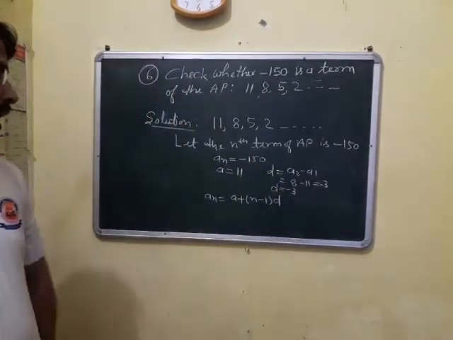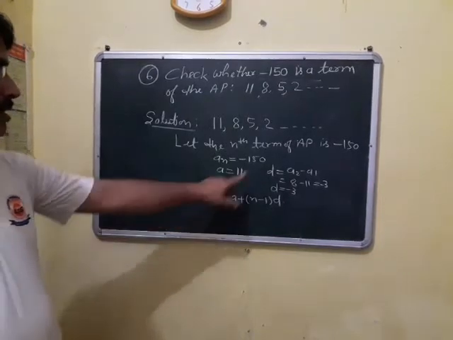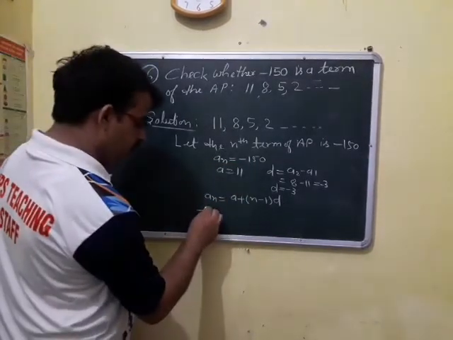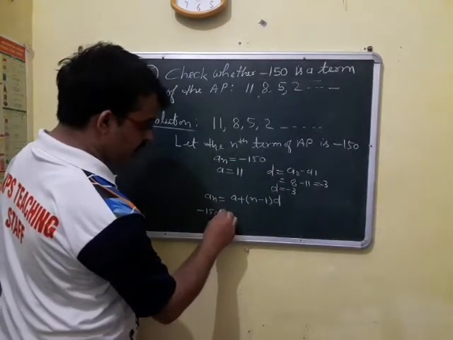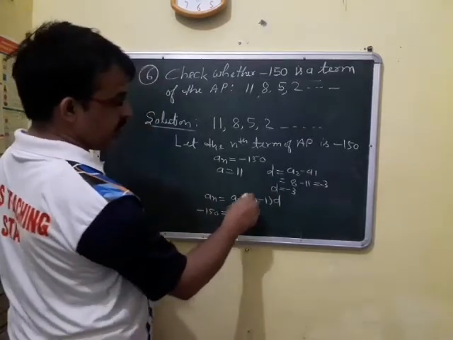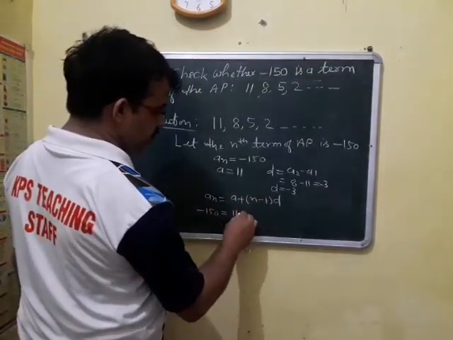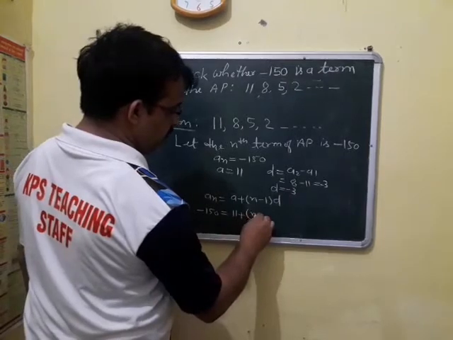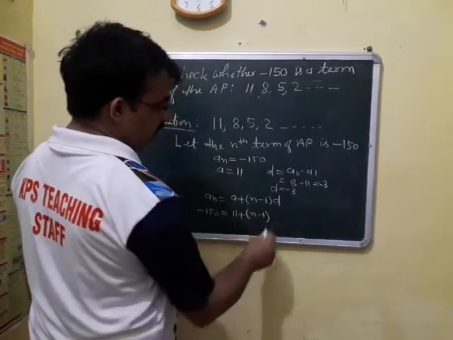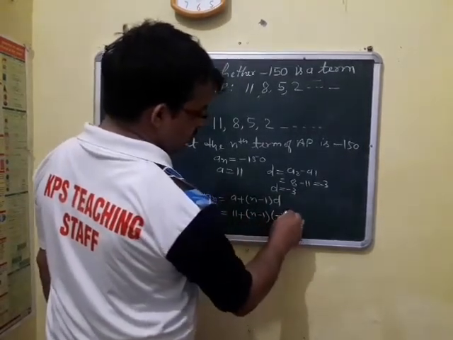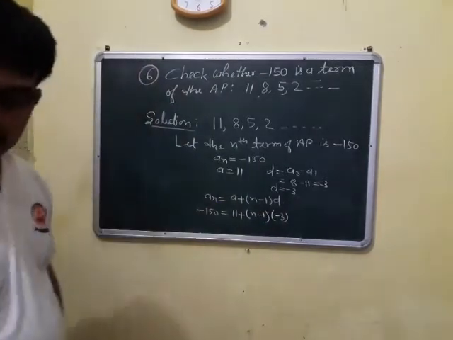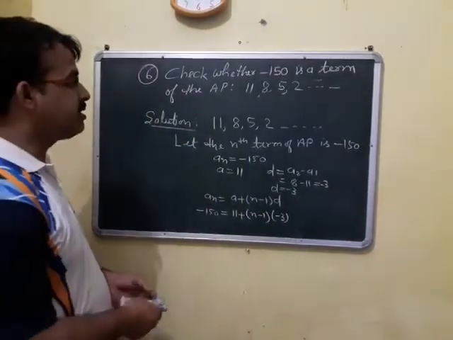Clear? And now here is given: a_n is given as minus 150, a is given here as 11, plus (n minus 1) times d, and d here is given as minus 3.